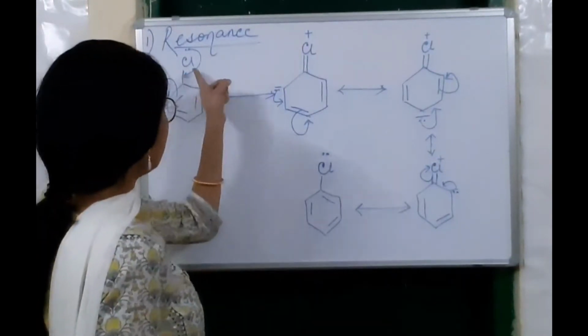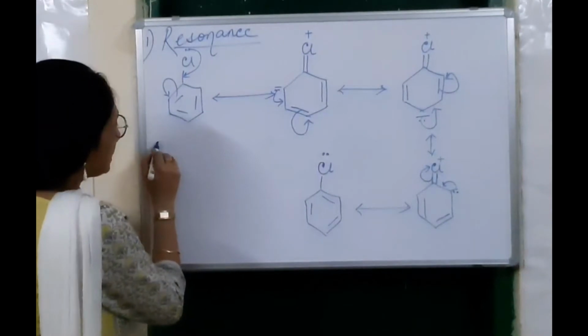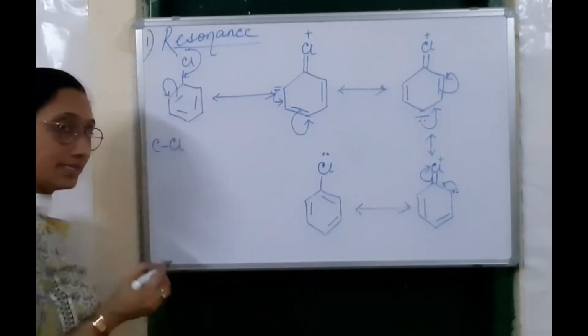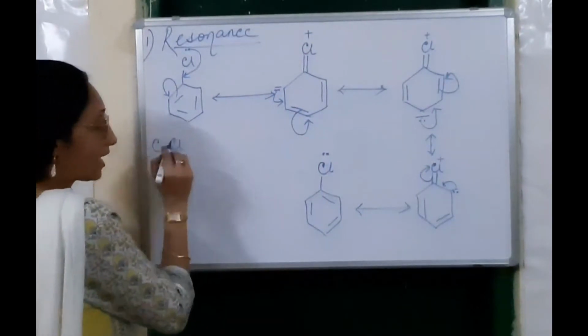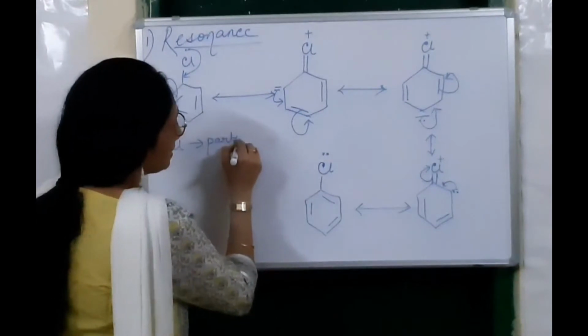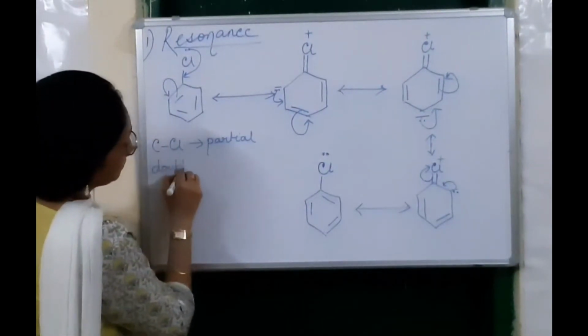Now in the structures you will see that the C-Cl bond in chlorobenzene has acquired partial double bond character.